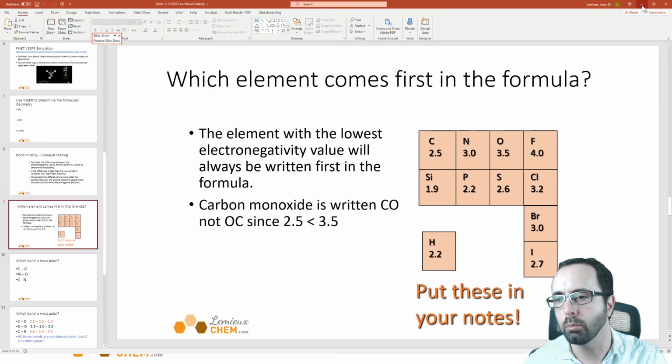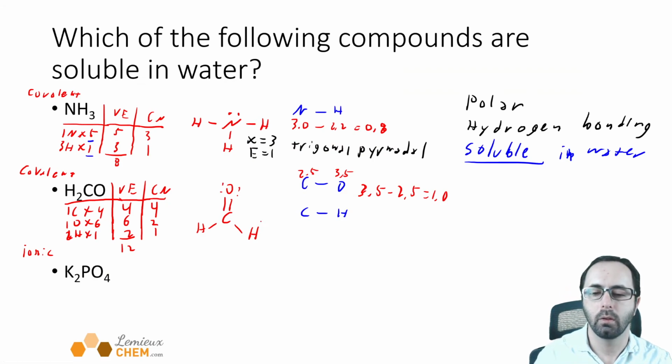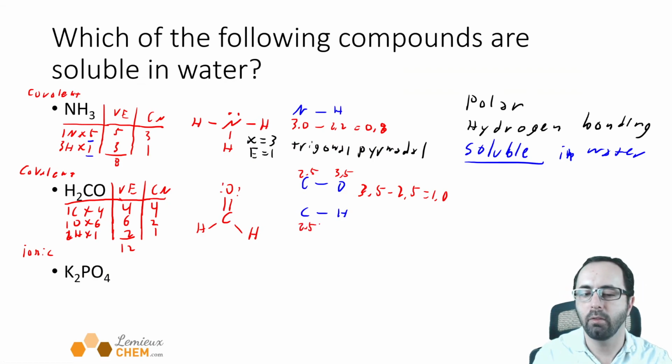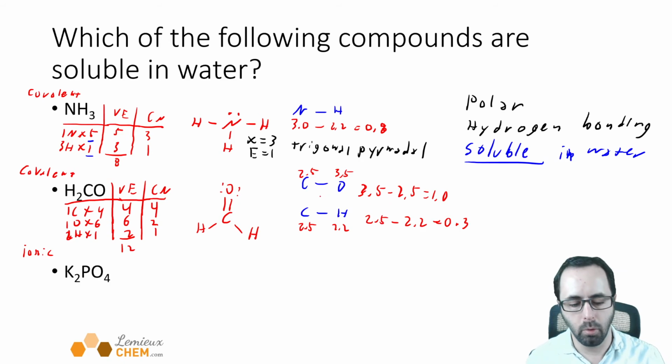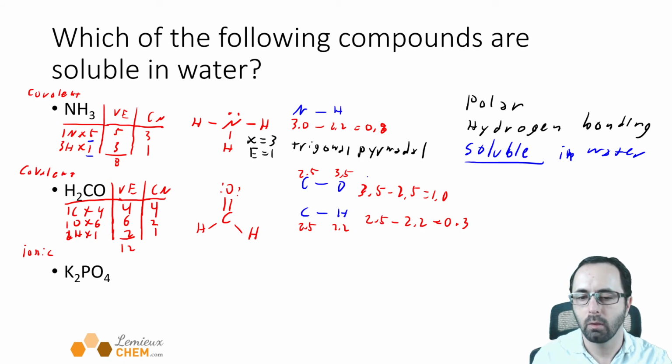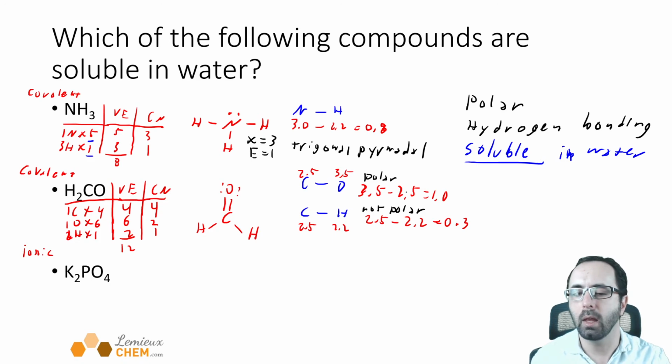For hydrogen it's 2.2. So 2.5 for carbon, 2.2 for hydrogen. 2.5 minus 2.2, that's 0.3. So the carbon-oxygen bond is the polar bond. This is a polar bond here. This is not a polar bond here, but we only need one polar bond. So we have one polar bond.